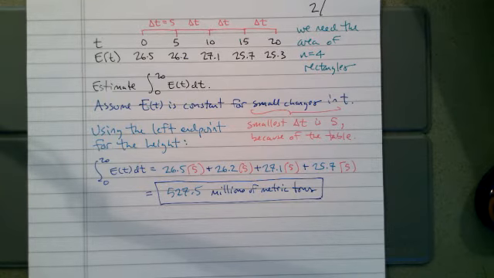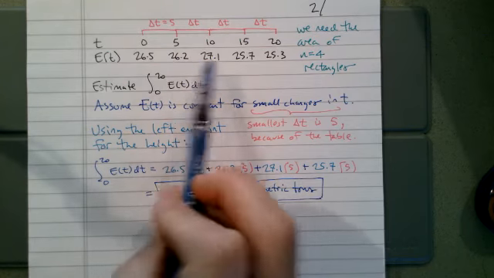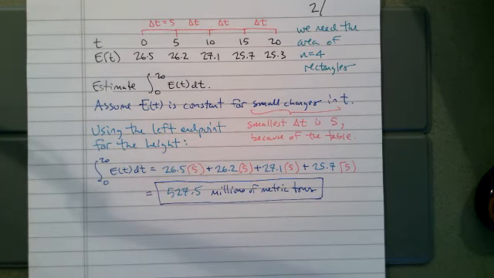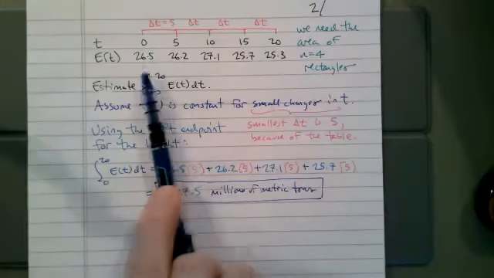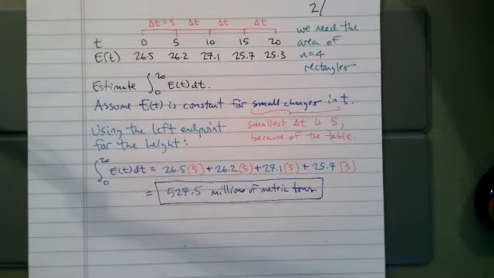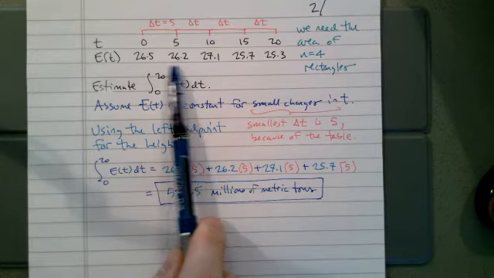It is very important that you look at this as the areas of 4 rectangles. If you're wondering, what about the 25.3? You need to step back and look at this as the areas of 4 rectangles. 1 rectangle, 2 rectangle, 3 rectangle, 4 rectangle. And I use the left endpoint for the height of each of those 4 rectangles. Now that's not the only option. That's assuming that for the first 5 years, it was 26.5 the whole time.